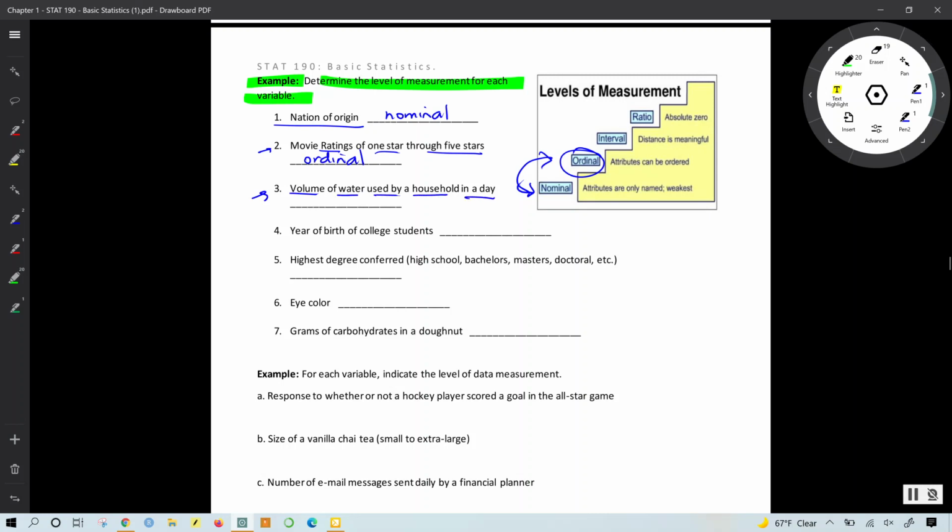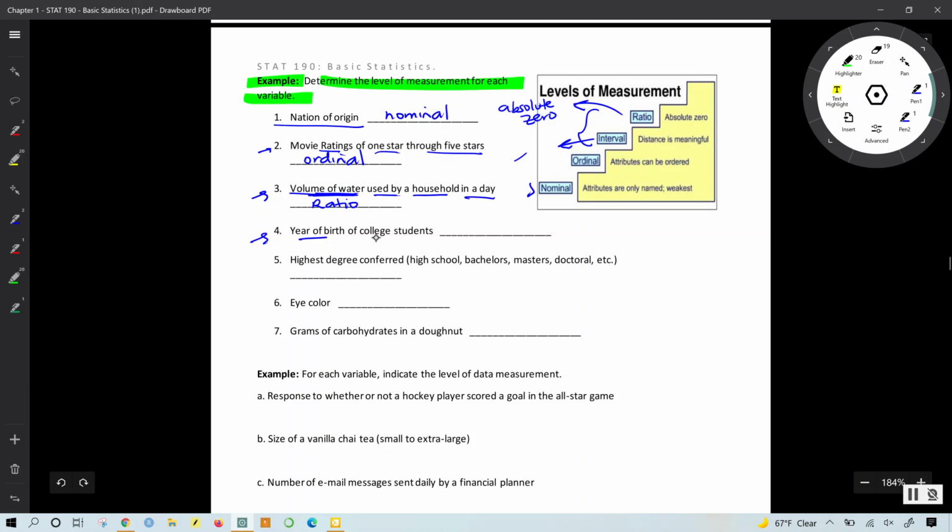Well, this is definitely not categorical, so it is neither nominal nor ordinal. Rather, it is one of those two, since it is numerical. All I need to check now is, does it have an absolute 0? If it's at ratio level of measurement, it has an absolute 0. That is, 0 volume of water, for example, means no water was used. So this is true. This is at ratio level of measurement, since 0 volume means 0 water used.